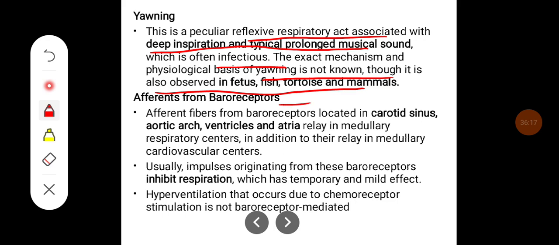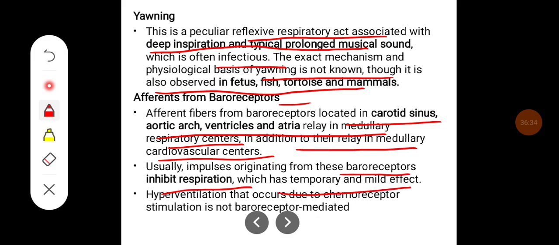Afferents from baroreceptors. Afferents from baroreceptors located in the carotid sinus, aortic arch, ventricles, and atria relay in medullary respiratory centers in addition to their relay in medullary cardiovascular centers. Usually, impulses originating from these baroreceptors inhibit respiration, which has a temporary and mild effect. Hyperventilation that occurs due to the chemoreceptor stimulation is not baroreceptor mediated.